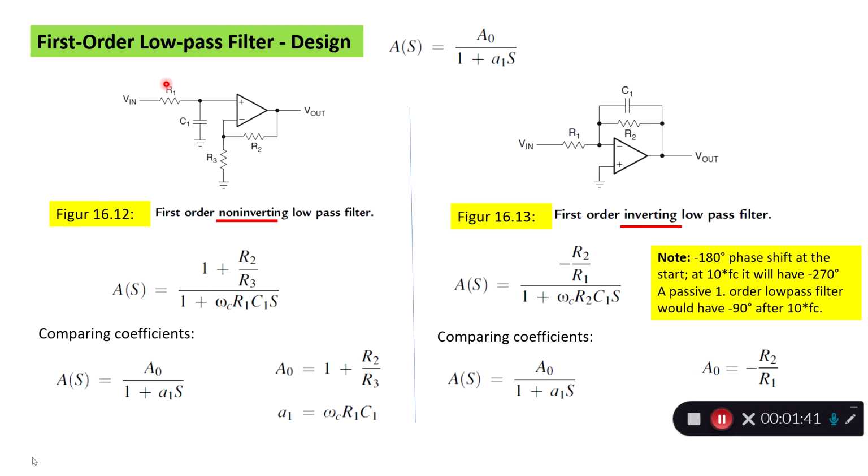And the resistor R1 and C1 are responsible for the cutoff frequency, and the resistors R2 and R3 are responsible for A0. So comparing coefficients to this one means that A0 can be calculated as 1 plus R2 over R3, and the coefficient from the filter is omega c, that's 2π fc times R1 and C1.